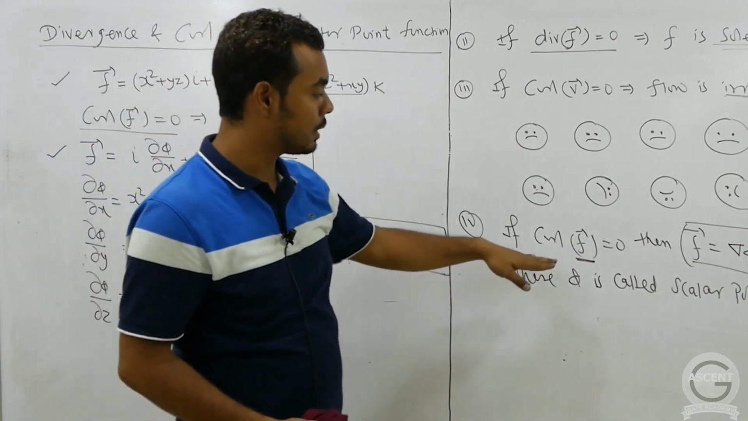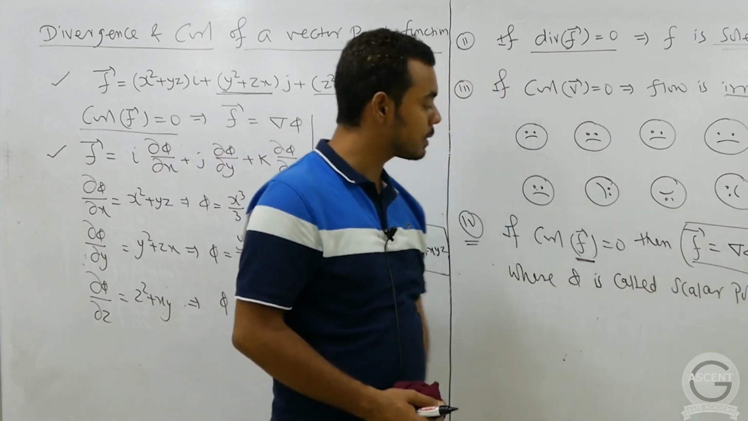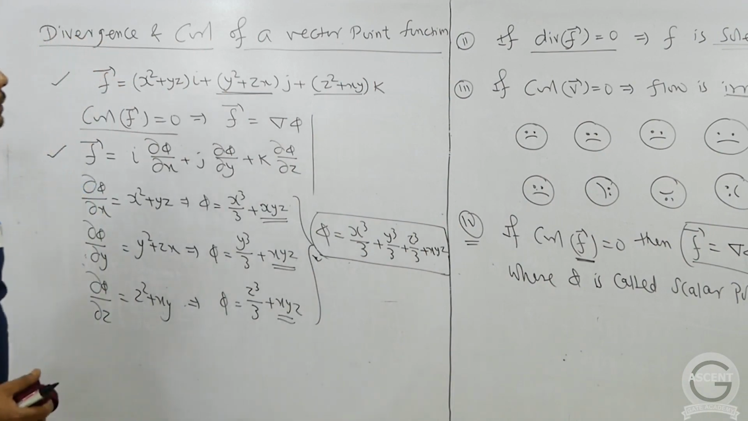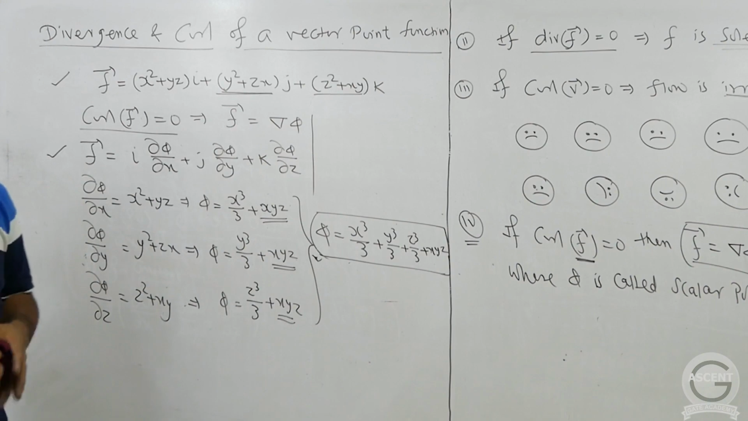So this was a very important point. If curl of any function is 0, then you can write that function as gradient of some other scalar function phi, and this phi is called scalar potential. After this we will take some problems which were asked in previous year papers based on curl and divergence.